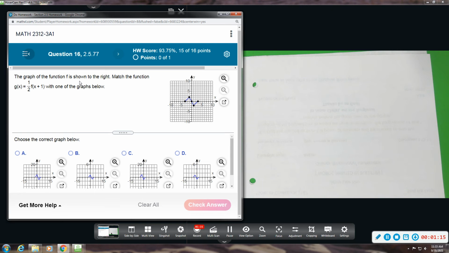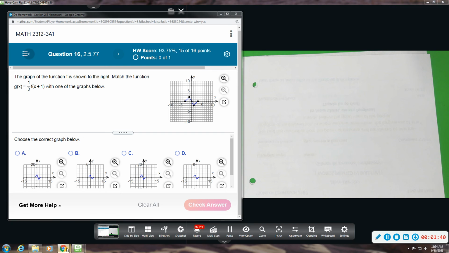All right, and then number 16, we want to match the function. So we have this original graph is f, and then we want to do the transformation 1/2 f of x plus 1. So this plus 1 is going to shift this graph left 1, and then the 1/2 is going to compress it in the y direction.